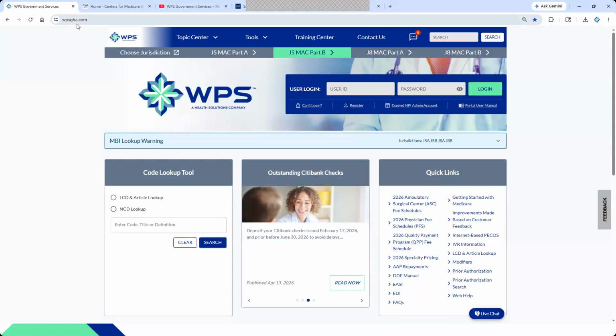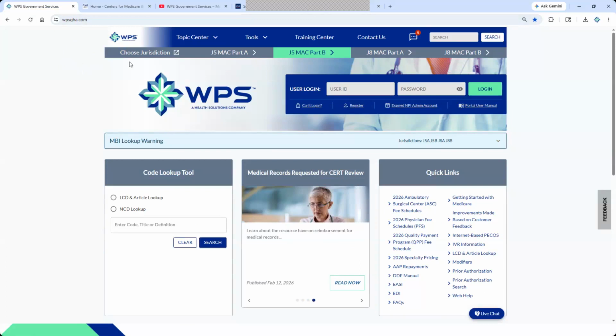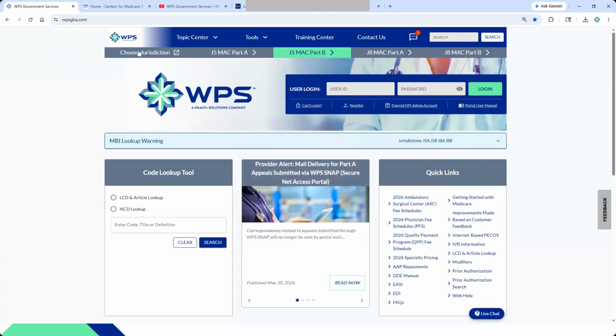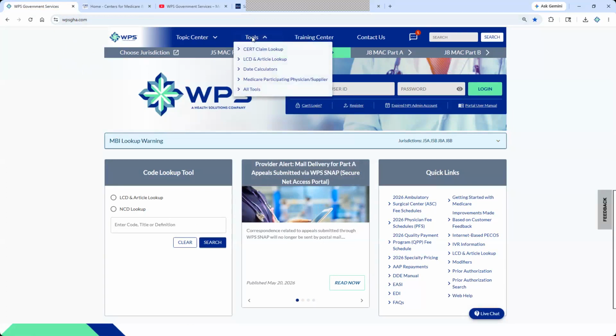Now, the sample form is something that was developed by our team to help you. It's one of our registered nurses and one of our clinical medical review nurses that developed it together, our outreach nurse and the medical review nurse. So what do you want to look for? I always tell everyone you can do it a couple of ways, but tools is one way and topic center. I'll just go to tools.